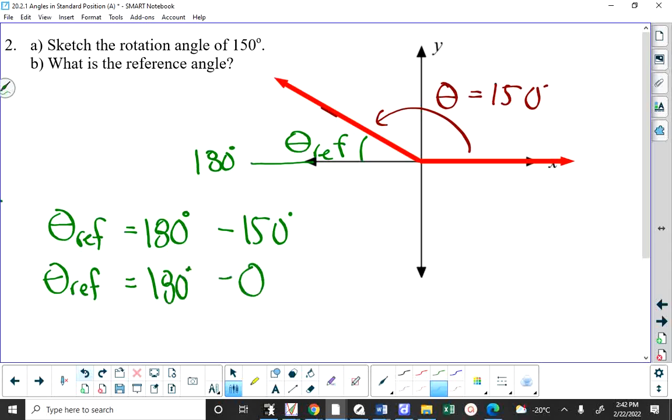I have never been a fan of memorization. I like to visualize things if I can. But that doesn't mean everybody is like me. So if you want to memorize this, in quadrant 2, this is the relationship between the reference and rotation angles. In quadrant 1, what's the relationship between the reference and rotation angles in quadrant 1? They're the same, right?